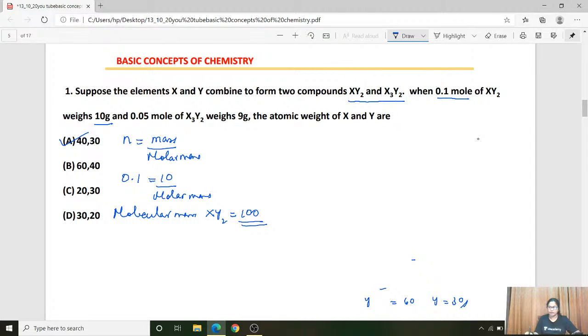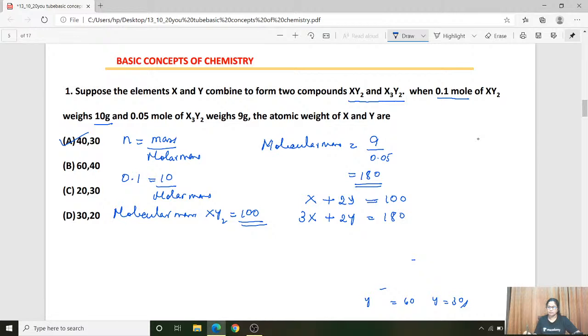Similarly, you can calculate for X3Y2, the formula remains the same. Molecular mass is equal to mass. What is the mass given, students? 9. And what is the number of moles given here? 0.05. That means you will get 180. Now if we add the atomic mass of X plus 2Y, we should get 100. Similarly, if we add the atomic mass of 3X and 2Y, we should get 180. So solving it, I can write 2X is equal to 80. So X is equal to 40. So the atomic weight of X is now known, it is 40.